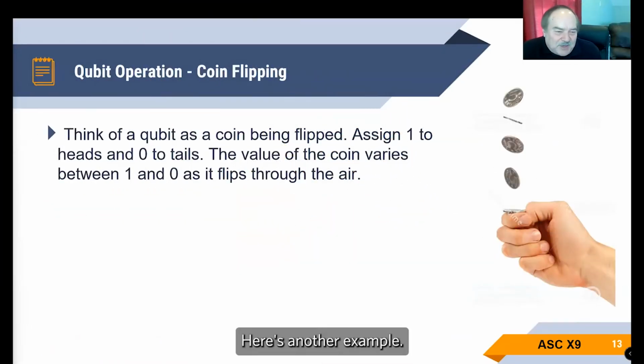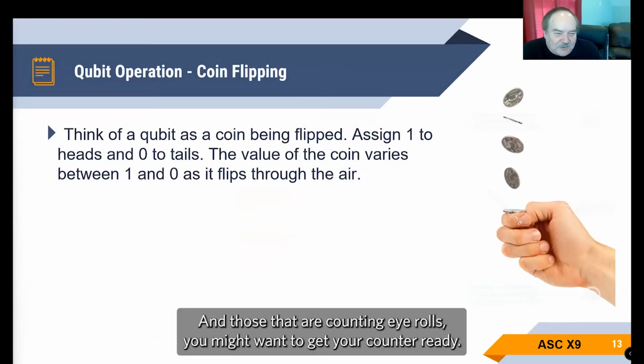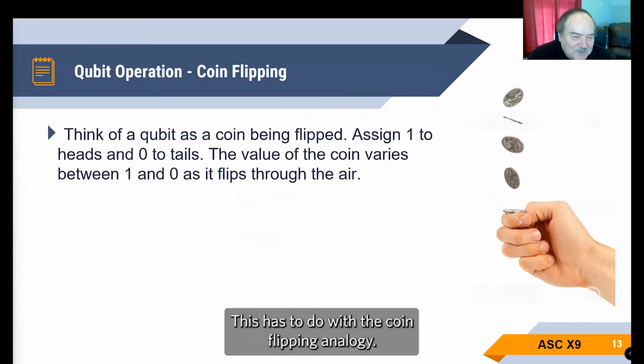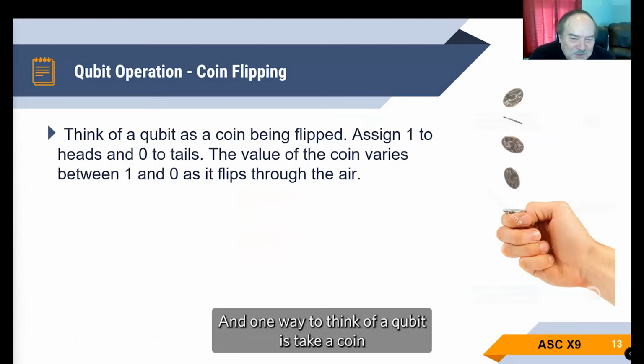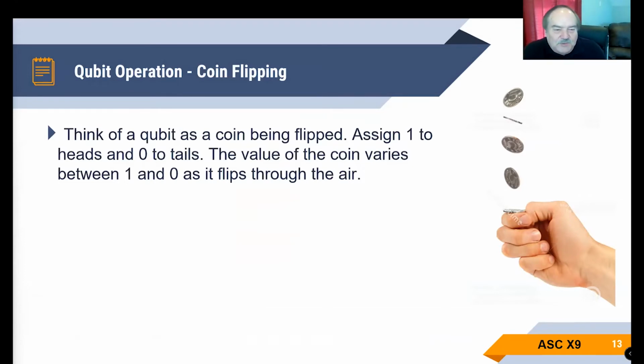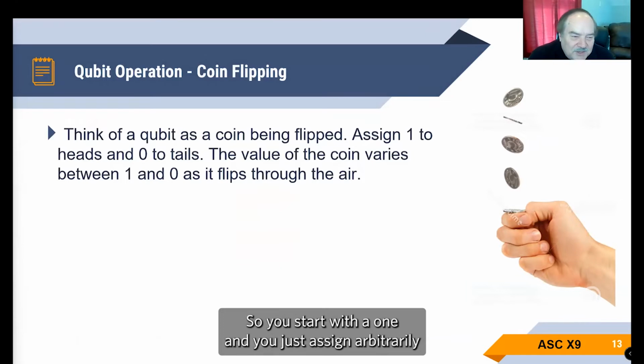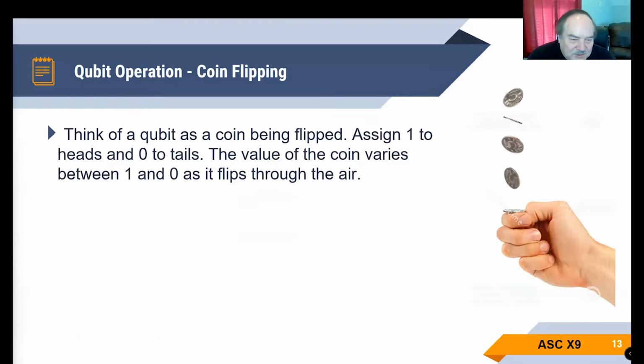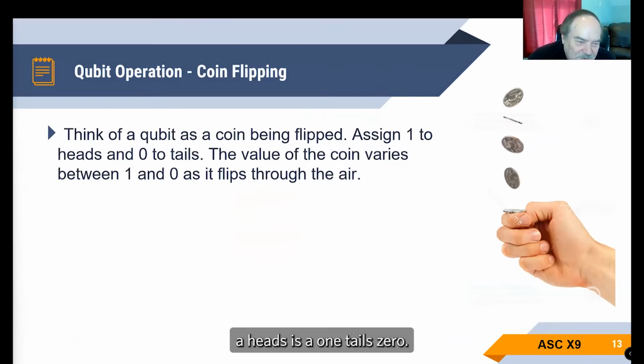All right, here's another example. And those that are counting eye rolls, you might want to get your counter ready. This has to do with the coin flipping analogy. One way to think of a qubit is to take a coin and flip it up in the air and have a strobe light. Let's say you start with a 1, and you just assign arbitrarily, say heads is a 1, tails is a 0.